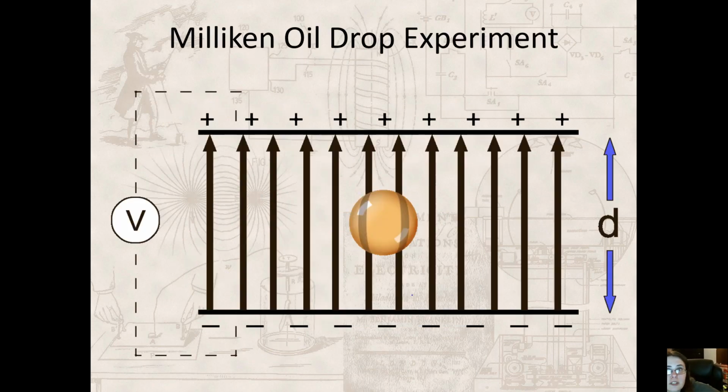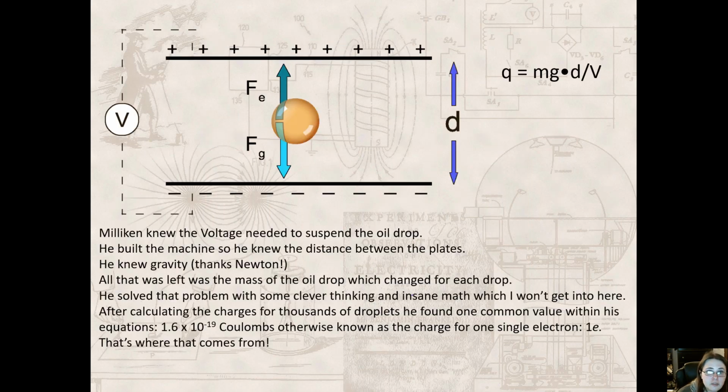So now we're going to talk about the Millikan oil drop experiment. This was something that was done by Millikan, and what he did was he found the charge on an electron. And he knew the voltage that he needed to suspend oil drops. So what he had was 2 parallel plates, and they were suspended so that the force due to gravity was down, and there was an electric force that made it so that the oil drops didn't move, and they were suspended right there.